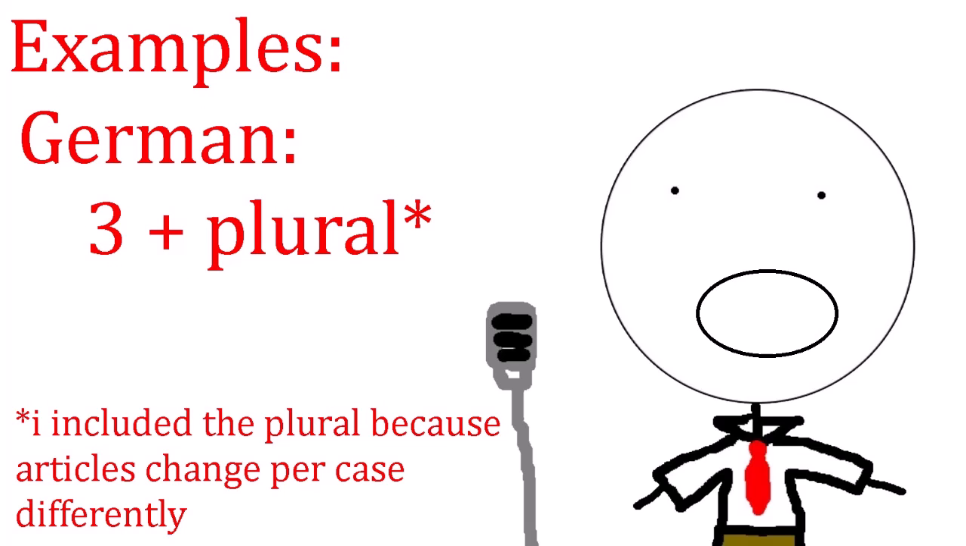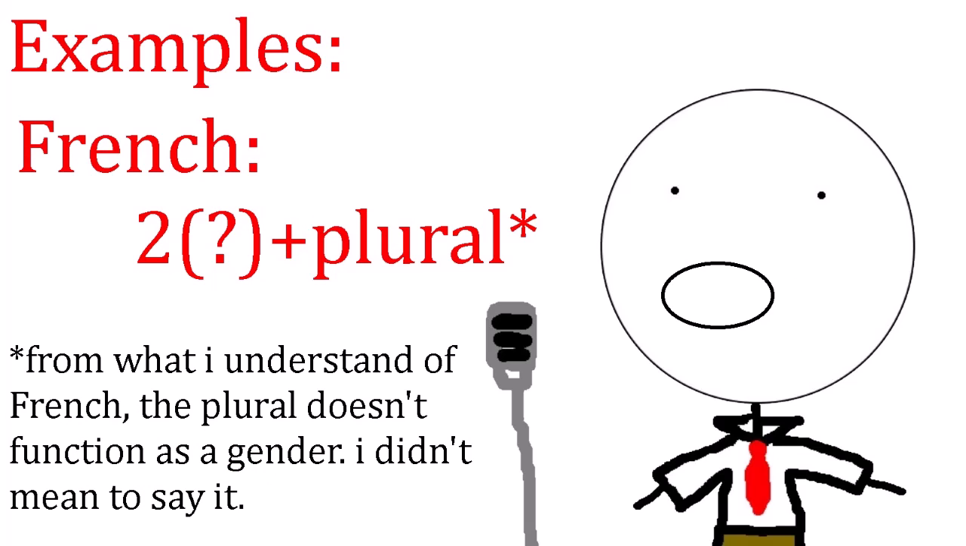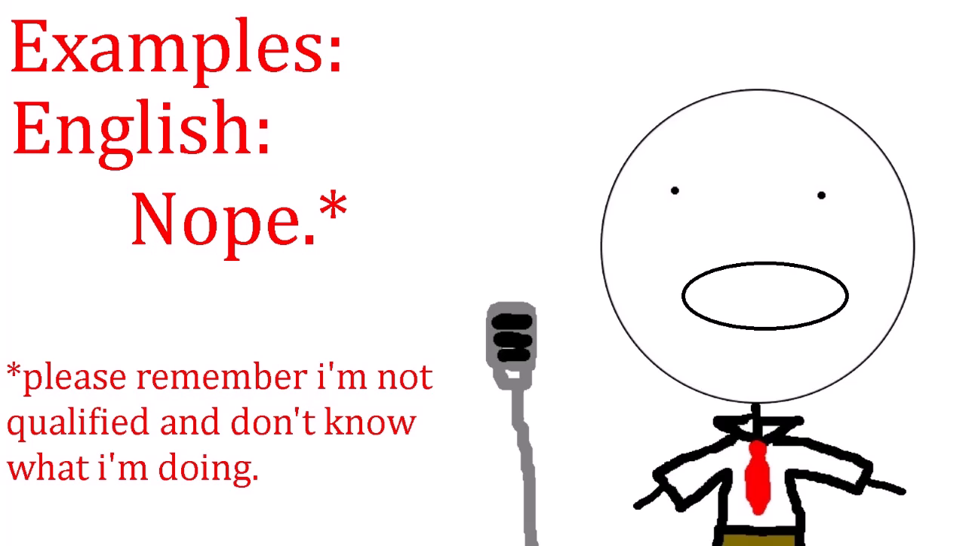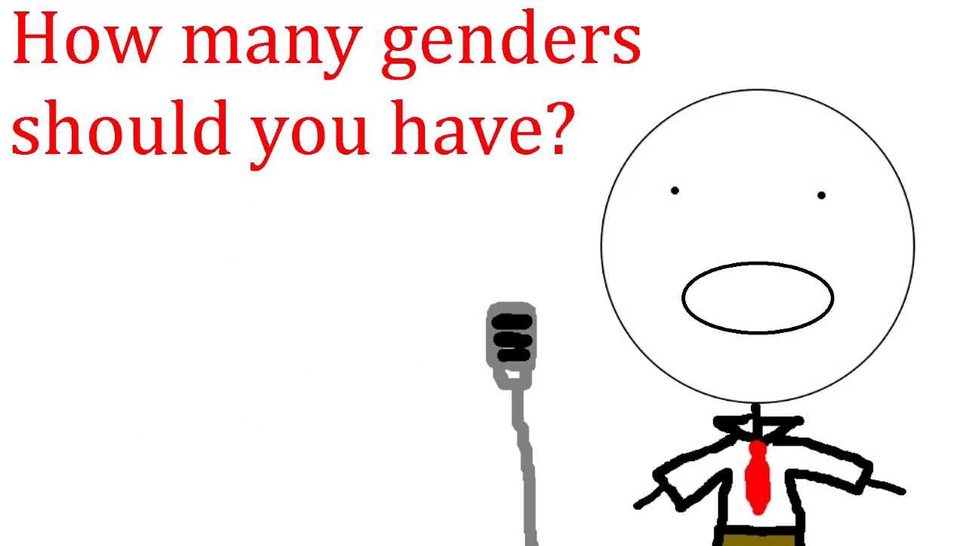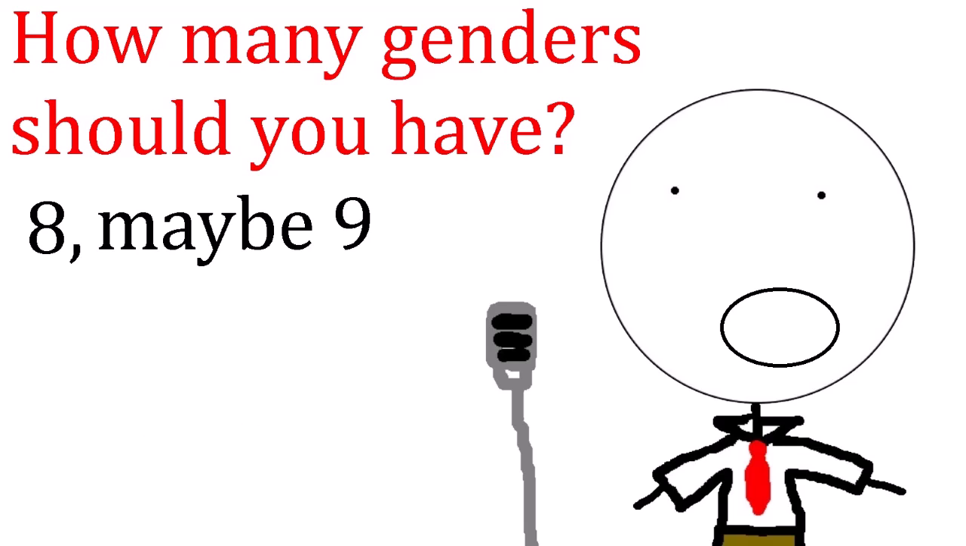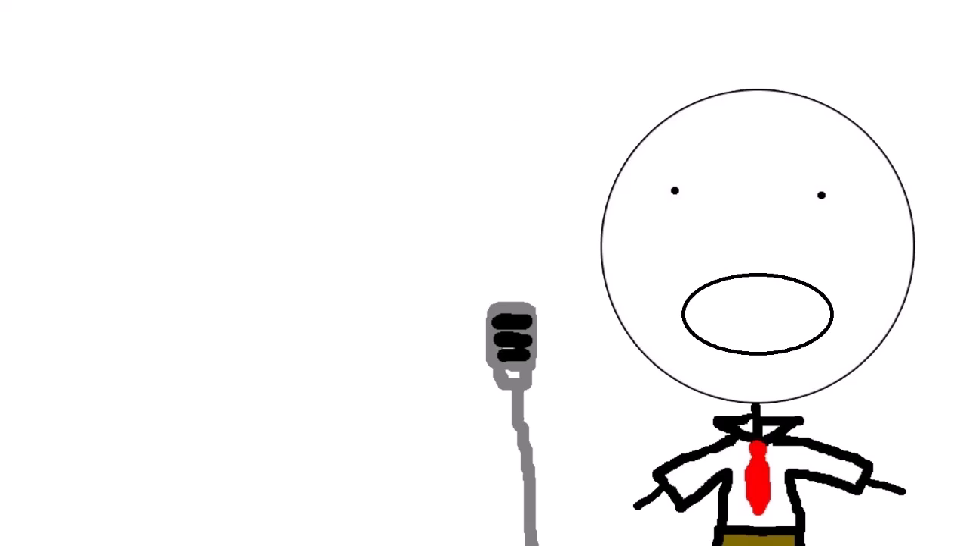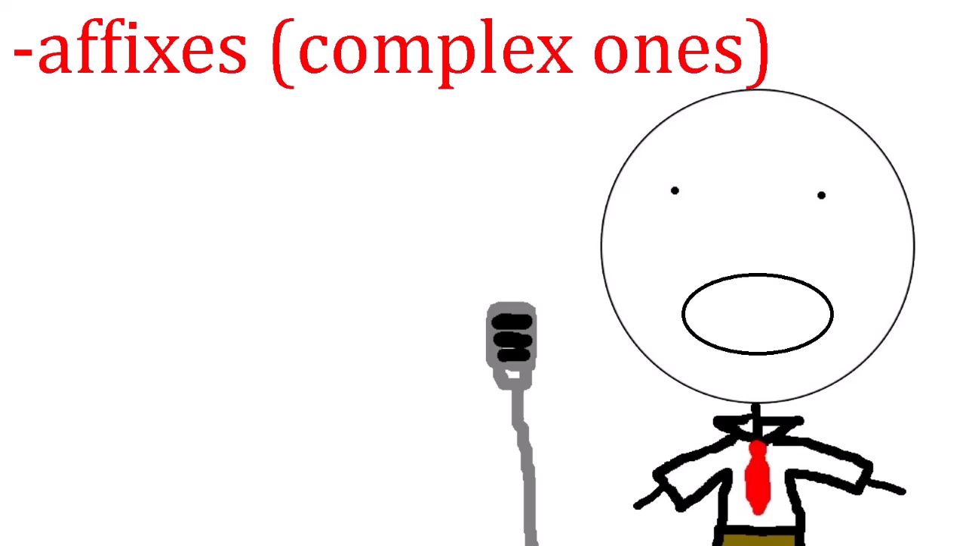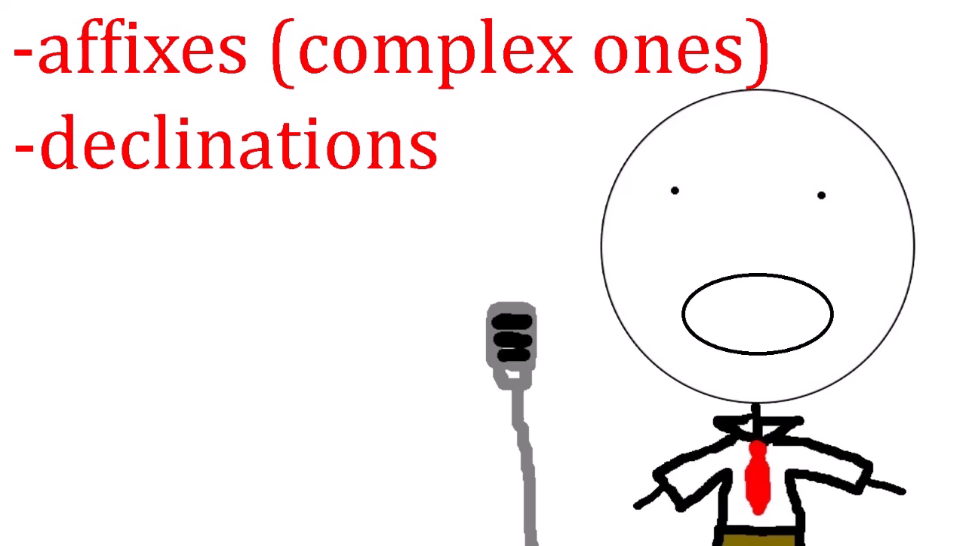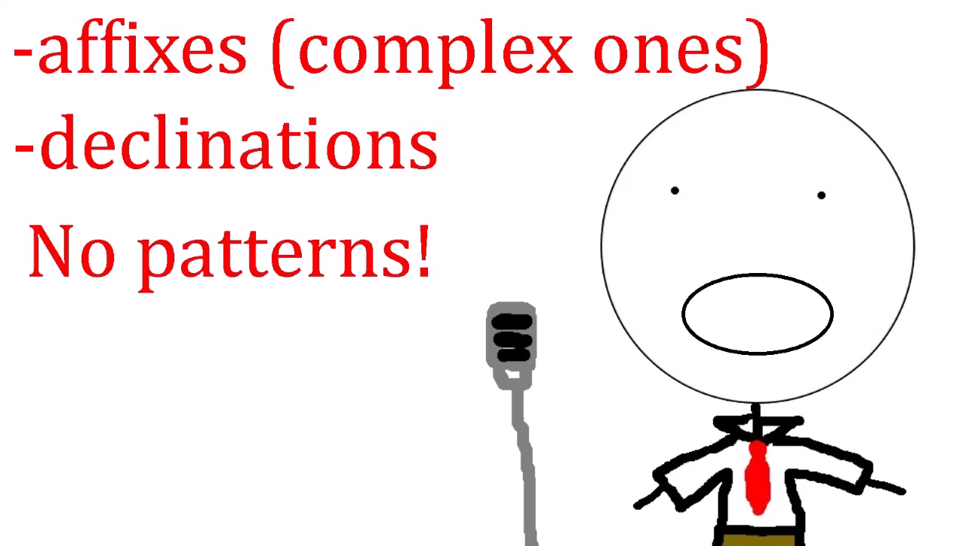So German has 3 plus the plural. French has, I do believe, 2 plus the plural. English doesn't really have it anymore. I would say maybe 8, maybe 9 grammatical genders. That should be good. When making awful conlang words, you're going to want to have many affixes, you're going to have different declinations, you're going to make these words not follow a pattern.